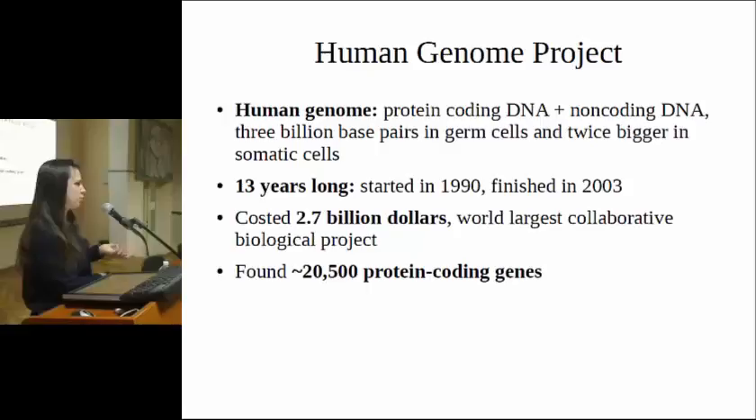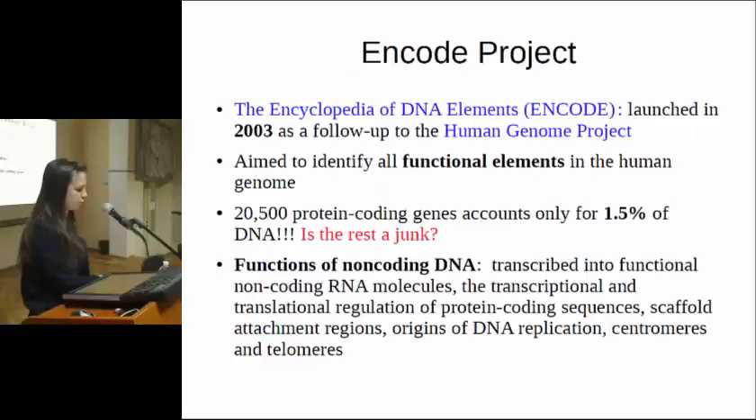And the logical continuation of this project is the ENCODE project, because the Human Genome Project told us that we have nearly 20,000 protein coding genes, but they account for only 1.5% of human DNA. So some people even considered the rest of the DNA to be junk, but it's not like that. The ENCODE project told us that this non-coding DNA has a lot of different functions.